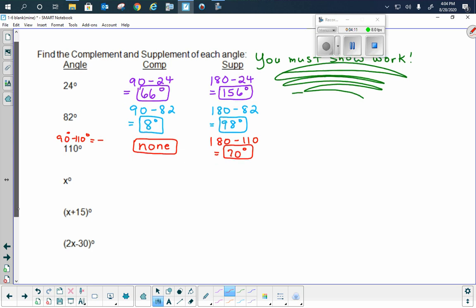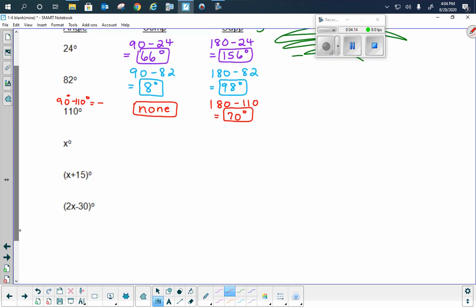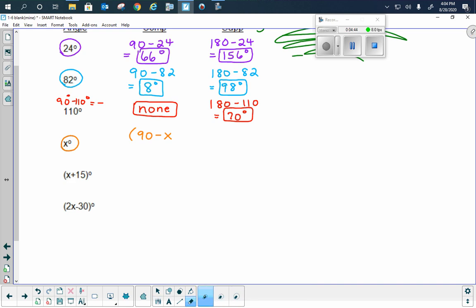Alrighty then, now if you think about it, and this is the reason we have you always show the work, nothing changes when I put a variable in here. Remember what we did up here: when I gave you 24 for complement, you did 90 minus 24. When I gave you 82, you started with 90 minus 82. So nothing is going to change when I give you x. You're going to get 90 minus x.